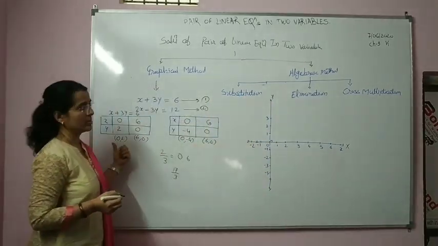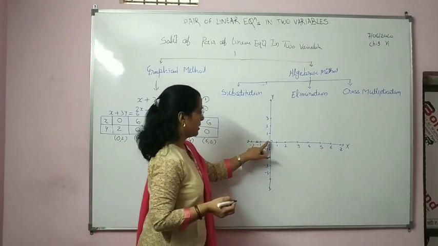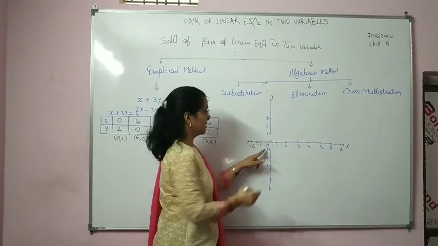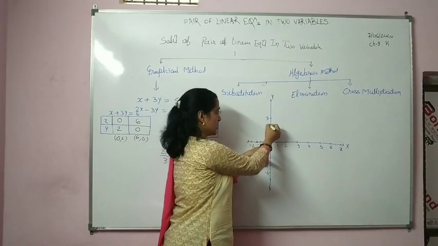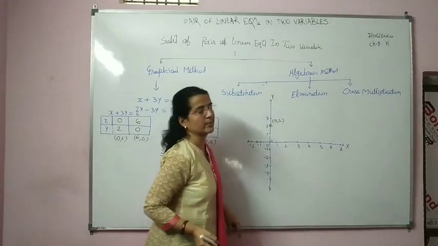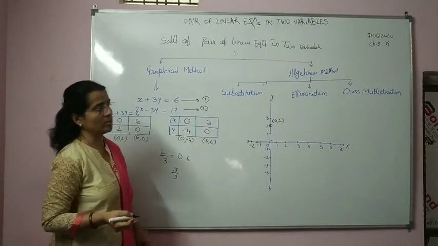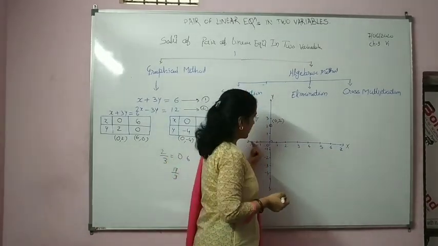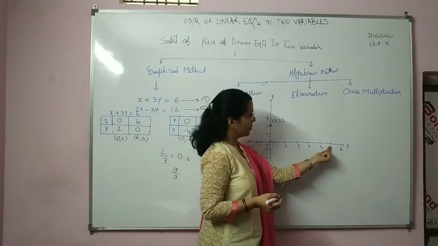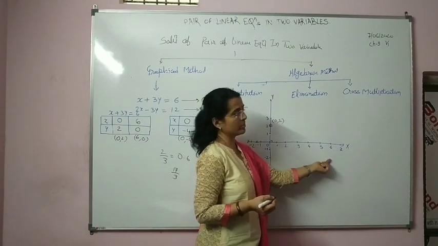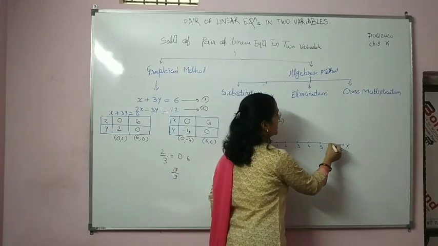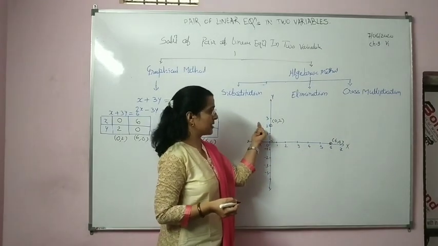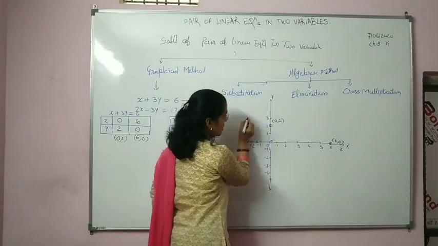First is 0, 2. In 0, 2, the x coordinate is 0. Either you can go up or you can go down. 0, 2 means the point lies on the y-axis. So this is the first point, 0, 2. Another point is 6, 0. The first coordinate is the x coordinate, so you see the x coordinate along the x-axis. This is 6. From 6, either you can go up or you can go down. 6, 0 means the point lies on the x-axis. This is 6, 0. So easily the line indicates where it cuts the x-axis and the y-axis.